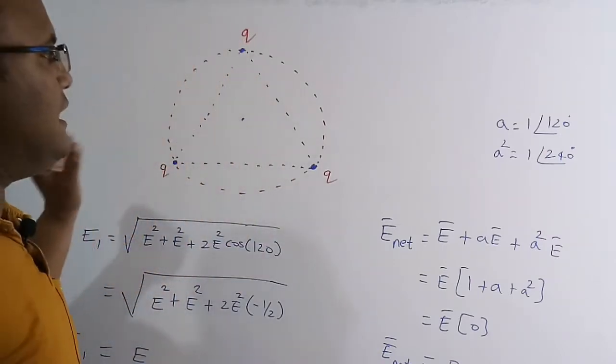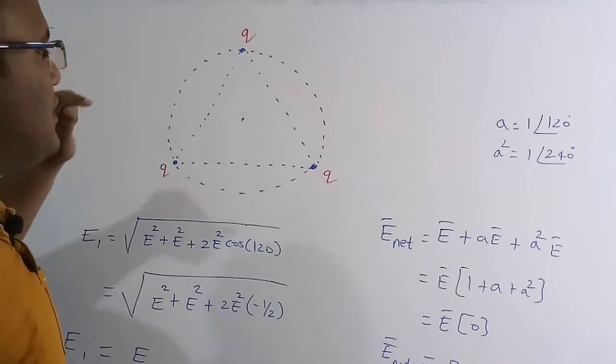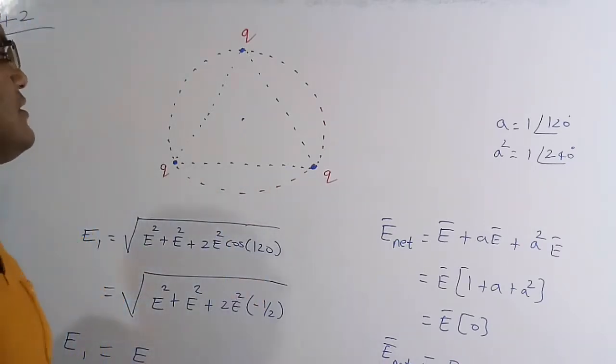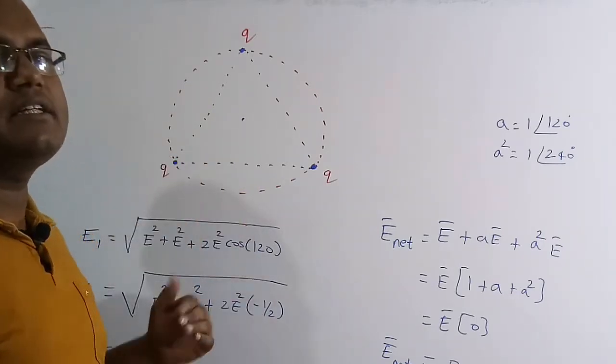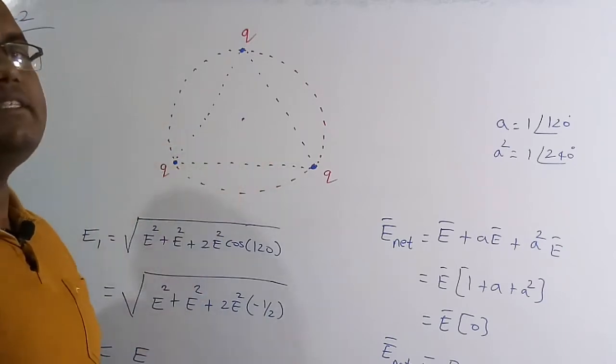So let's solve this numerical. Basically this is an equilateral triangle. At each vertex of the equilateral triangle there is an equal charge q. In an equilateral triangle, the circumcenter, the incenter and the centroid are all at the same point.